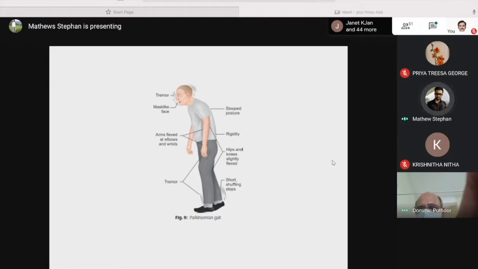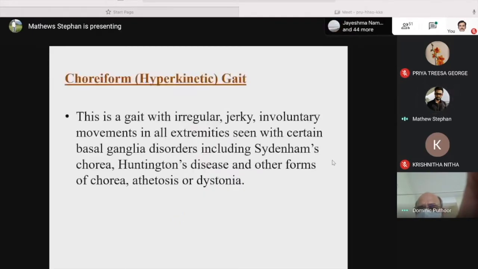Next, coming to choreiform or hyperkinetic gait. This is a gait with irregular, jerky, involuntary movements in all extremities, seen with certain basal ganglia disorders including Sydenham's chorea, Huntington's disease, and other forms of chorea, athetosis, or dystonia.